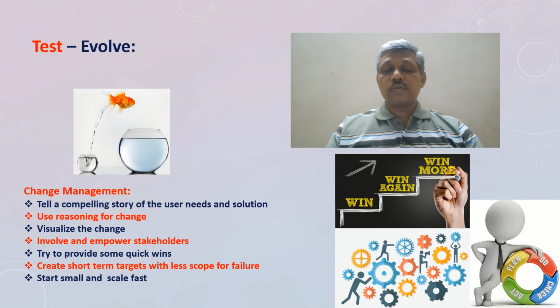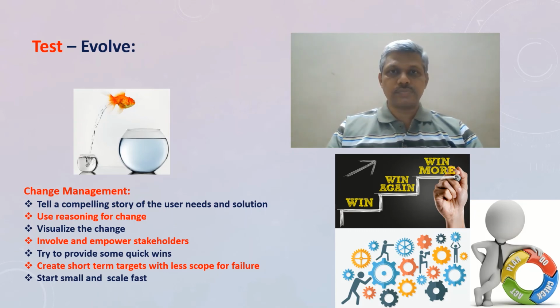And for this, what we need to do is we need to visualize the change. We should be able to project how the future is going to be or how the solution is going to be after implementation. So that visualization is very important. And we should use reasoning for this. Why we need to change, how we need to change, what is the benefit of change. Everything has to be very well narrated. Story should be conveyed through the process of storytelling. And how the stakeholders are getting empowered through this process is to be explained.